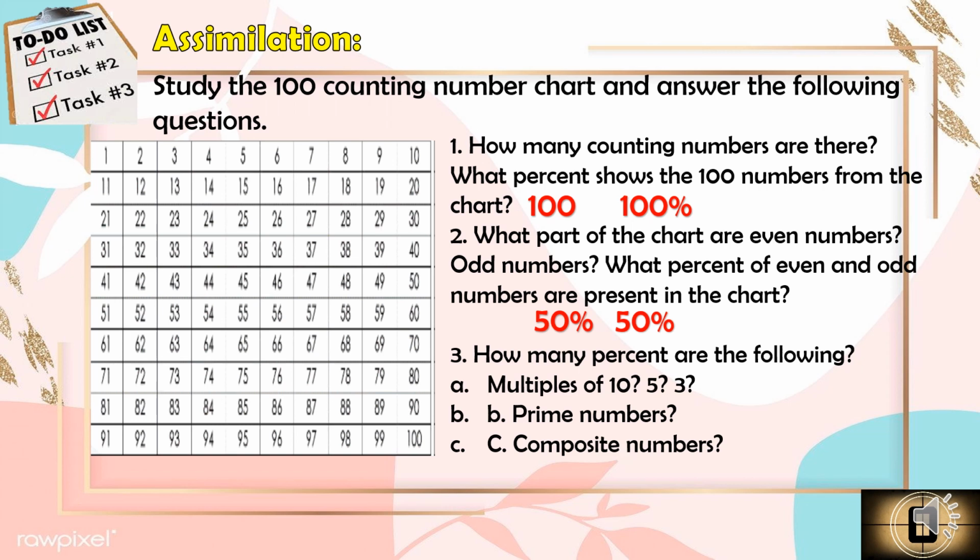Number 3, the multiples of 10, we have 10%. The multiples of 5, that is 20%. And the multiples of 3, we have 33%. Now, for the prime numbers, we have 26%. And then for the composite, we have 73%.